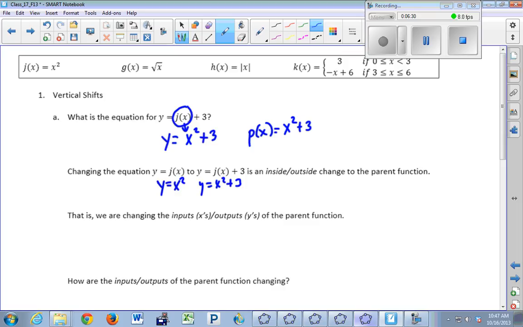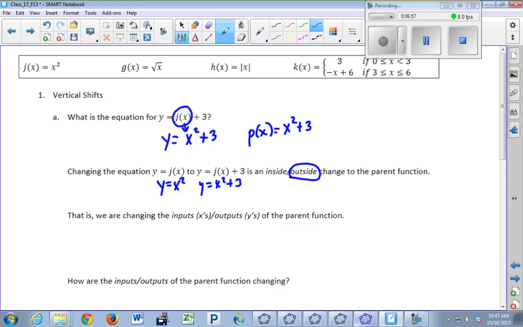And outside. And when you say outside, how do you feel about that? For those people who said outside? It doesn't change my original function. My original x is still being squared, but then after I square it, I'm adding something to it. So I'm outside the function. I'm operating outside the function. Okay? Outside.